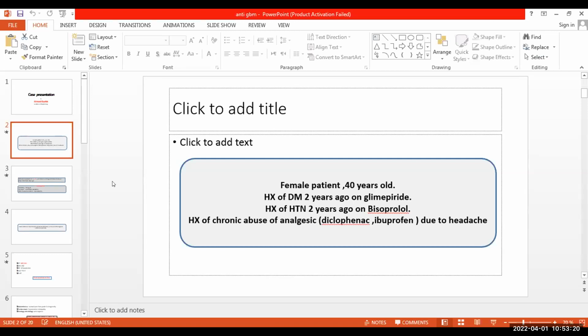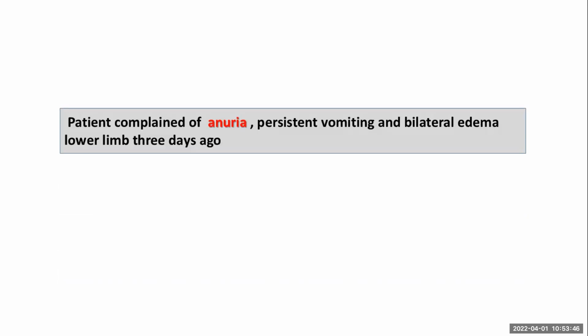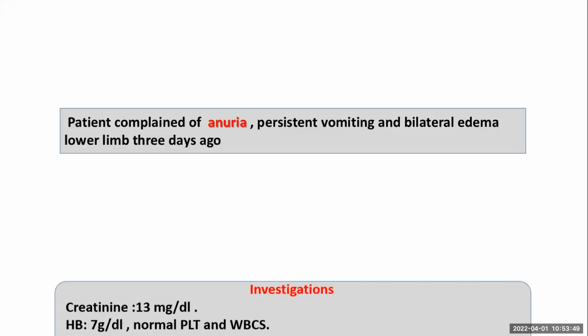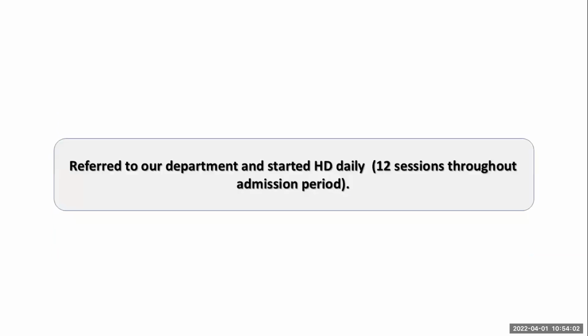Go ahead, please. Our case is a female patient, 40 years old, with a history of diabetes 2 years ago on glimepiride, a history of hypertension 2 years ago on bisoprolol, and a history of chronic abuse of analgesics, diclofenac and ibuprofen, due to headache. The patient complained of anuria, persistent vomiting, and bilateral lower limb edema 3 days ago. The creatinine was 13 milligram per deciliter, and there was anemia with normal platelets and white blood cells. The blood gas showed metabolic acidosis and hyperkalemia. She was referred to our department and started daily hemodialysis.